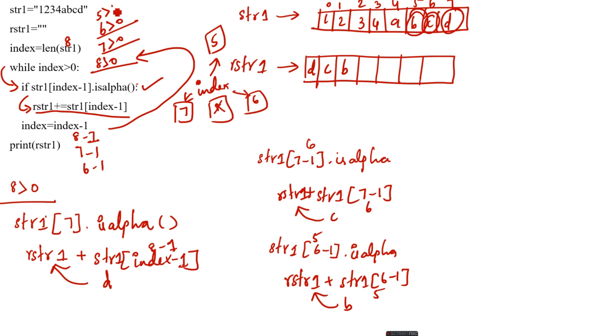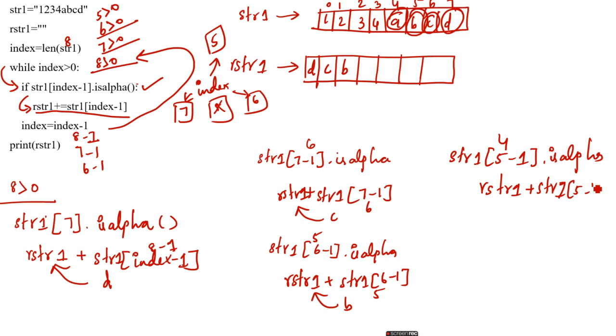Again, we will check the condition 5 is greater than 0. The condition is true. Then we are coming inside the loop. There is an if condition. str1 of index, the value of index is 5. 5 minus 1 is alpha. 5 minus 1 is 4. str1 of 4 is an alphabet. Condition is true. So we have to perform this statement. So what we have to do? We have to concatenate str1 of 5 minus 1, that is 4, to rstr1. What is str1 of 4? A. We have concatenated A to rstr1.